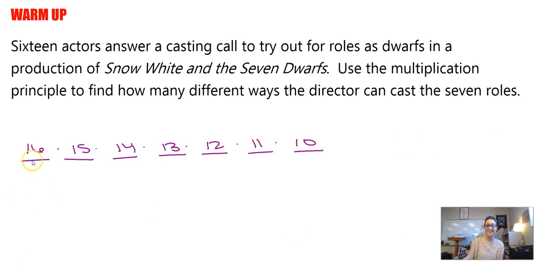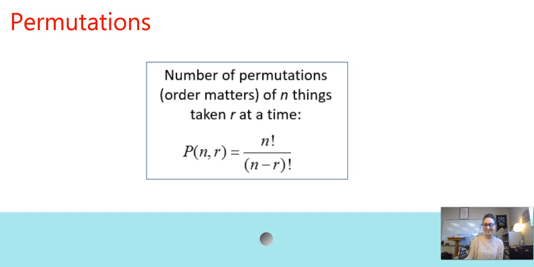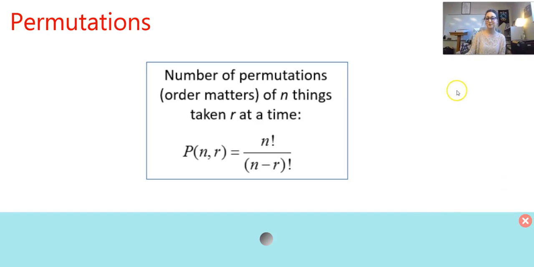All right, so there are basically 7 events. For the first event, there's 16 possibilities, and then for the second event, there would only be 15 possibilities, and so on and so forth. So 16 times 15 times 14 all the way to 10 gives you 57,657,600 possibilities. So though we used the counting principle for that example, that's actually what's called a permutation.